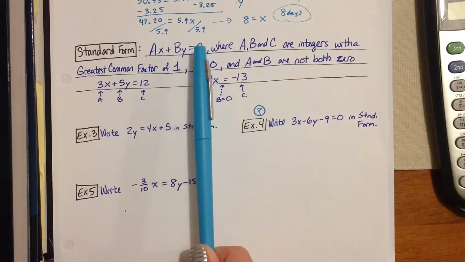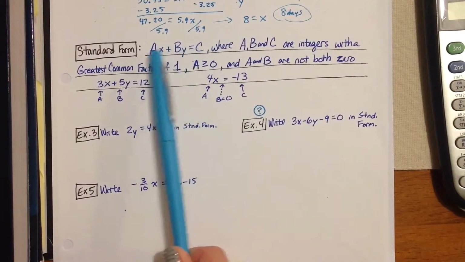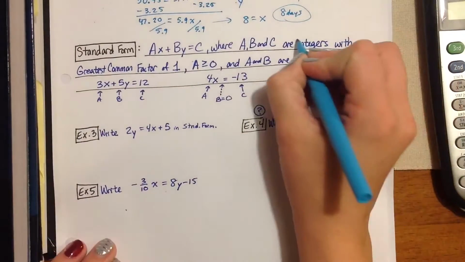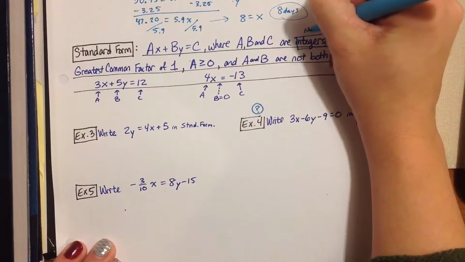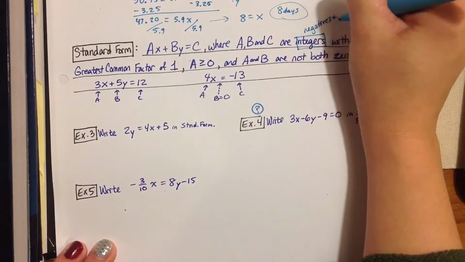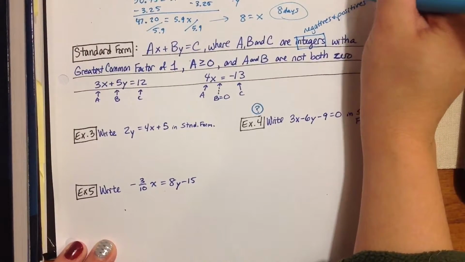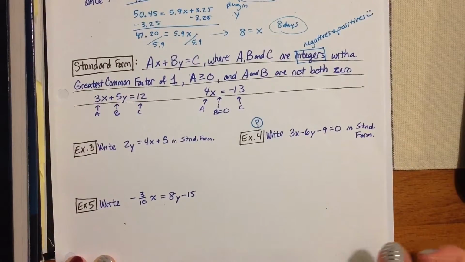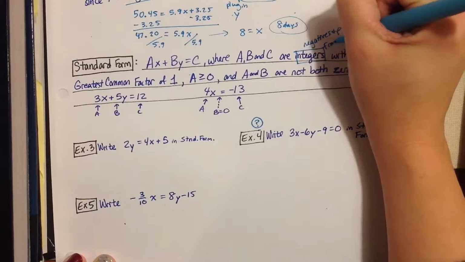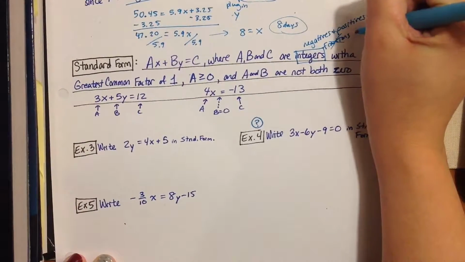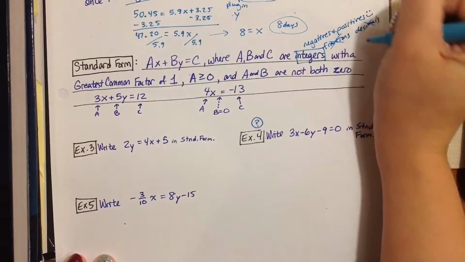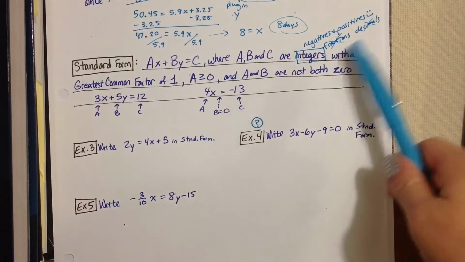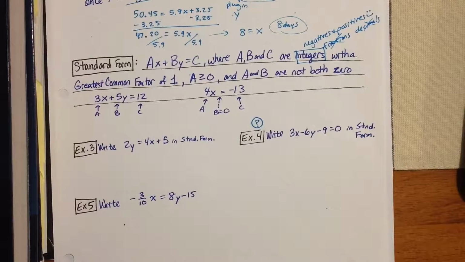So a, b, c, they're your constant numbers. A and b are your coefficients in front of x and y. Where a, b, and c are integers, that should tell you we can have negatives. That's fine. So negatives and positives are okay. But fractions and decimals are not. So I cannot have fractions. I cannot have decimals. So we need to know how to get rid of fractions and get rid of decimals, and that's going to happen by multiplying some things. So we'll get to some examples with that in a moment.